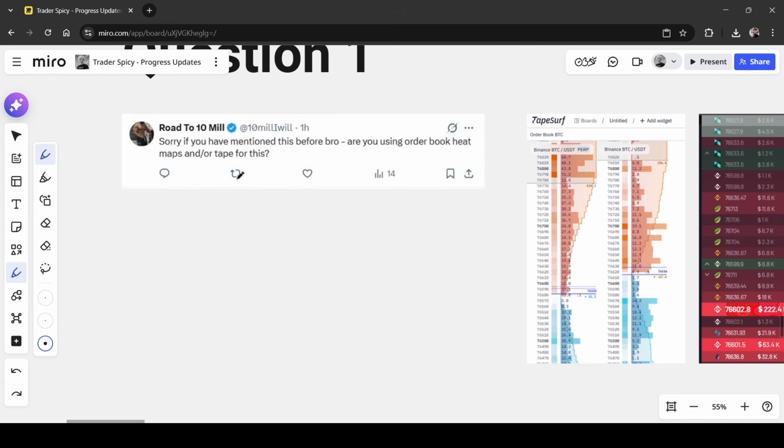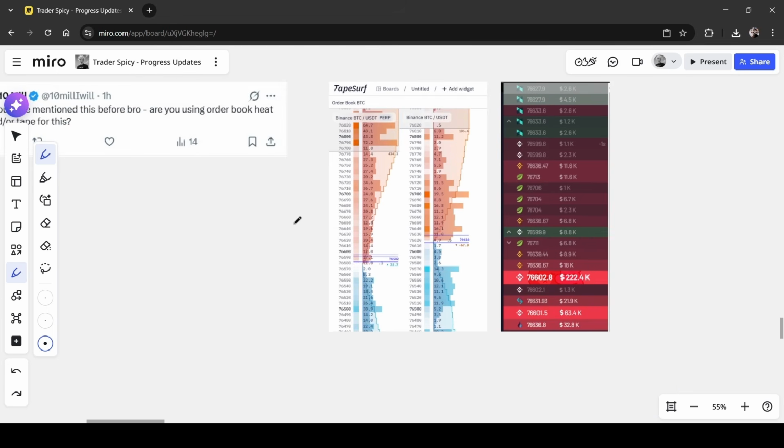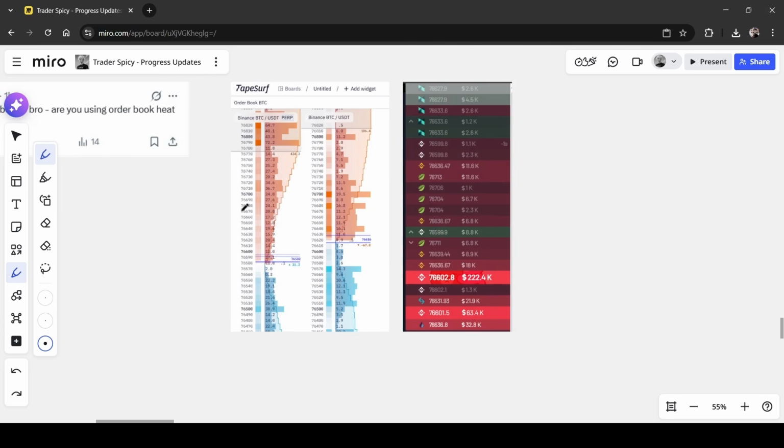Road to 10 million. He asked, sorry if I've mentioned this before, bro. Are you using order book, heat maps, or the tape for this? So this was in relation to some kind of trading post that I made. These are the tools that I'm using. The first one is Tape Surf. This shows you what the order book looks like for any coin that you select.